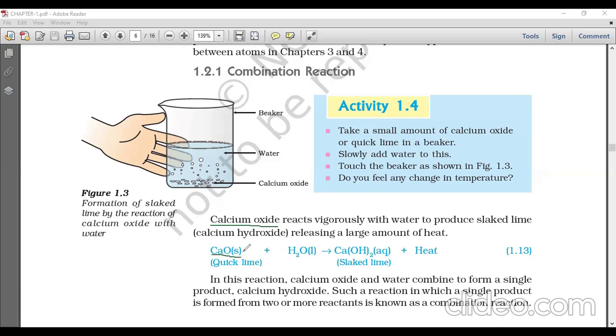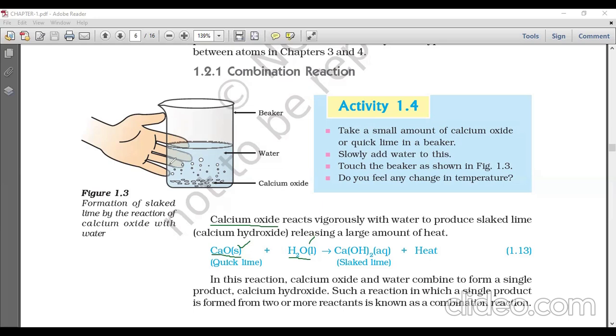CaO, calcium oxide. It is in solid state, a powder. It appears like white stones, but if you break it, it will become powder. So quicklime, calcium oxide, plus water. When we add water, water will be in liquid state and calcium oxide in solid state, as I have mentioned in the brackets. Then what will you get?